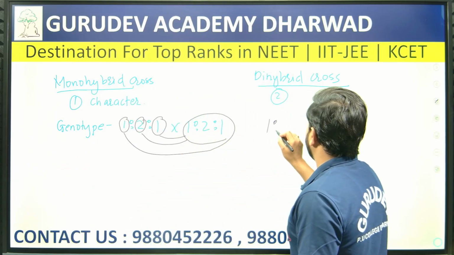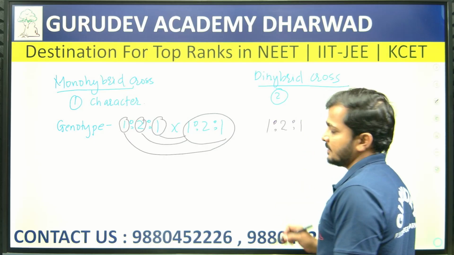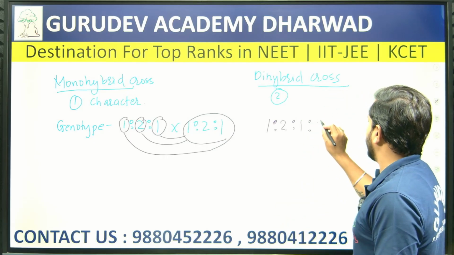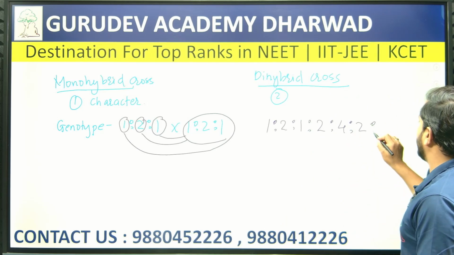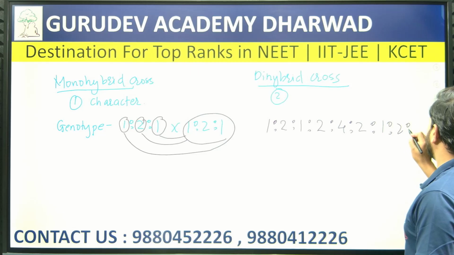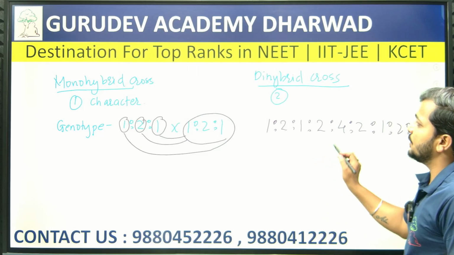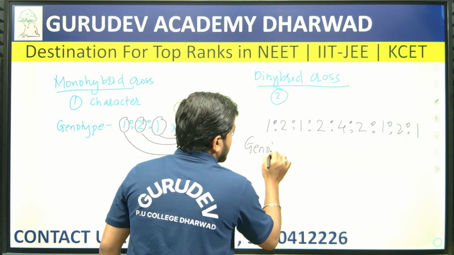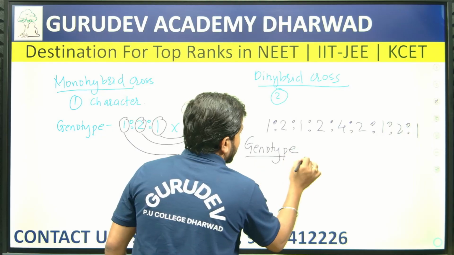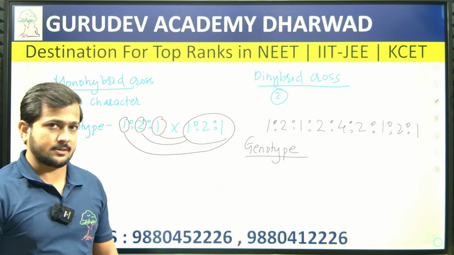Now what will be the ratio? First you are going to get 1:2:1, right? Then second you are going to get 2:4:2. In the last you are going to get 1:2:1. So this will be the actual genotypic ratio of the dihybrid cross.